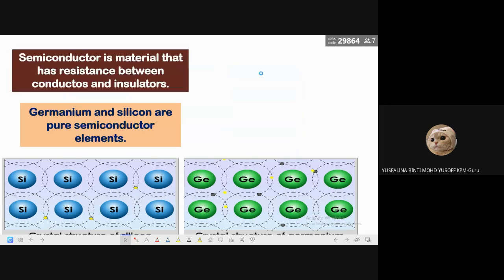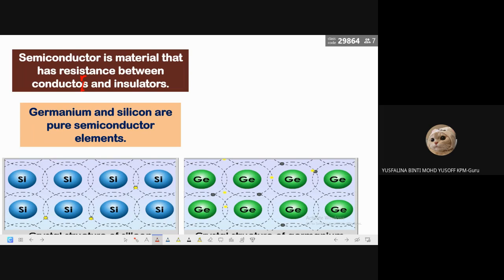So what is the semiconductor? A semiconductor is a material that has a resistance between conductors and insulators. Maybe you can make this one correction: between conductors and insulators. It means the behavior of the semiconductor is actually between conductors and insulators. Or like I said just now, it can flow electricity, but it's not as good as a conductor. So you can put the meaning: a semiconductor is a material that has a resistance between conductor and insulator, so it's in between.